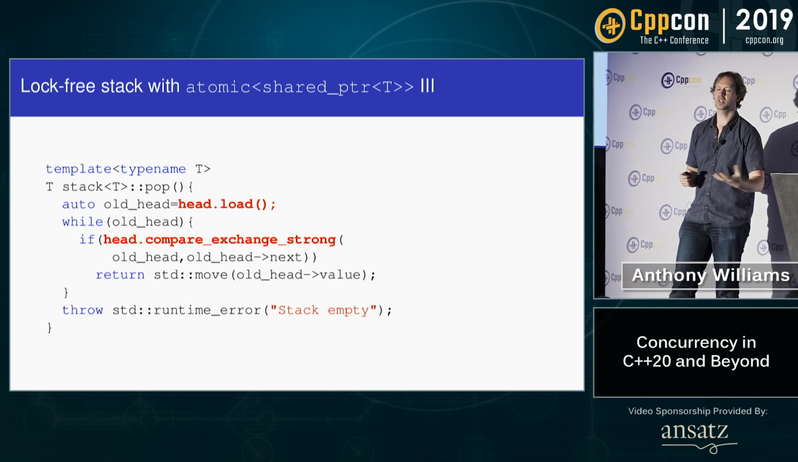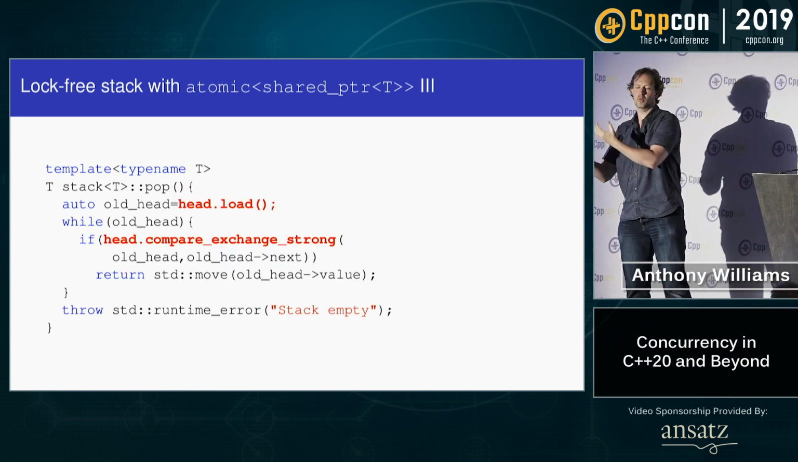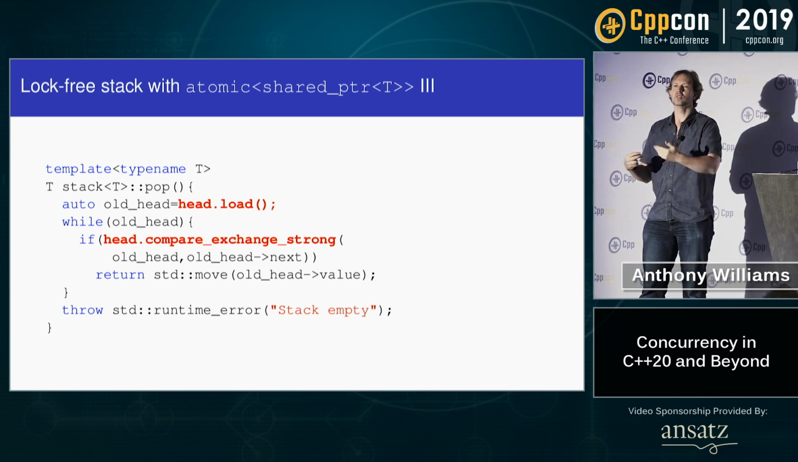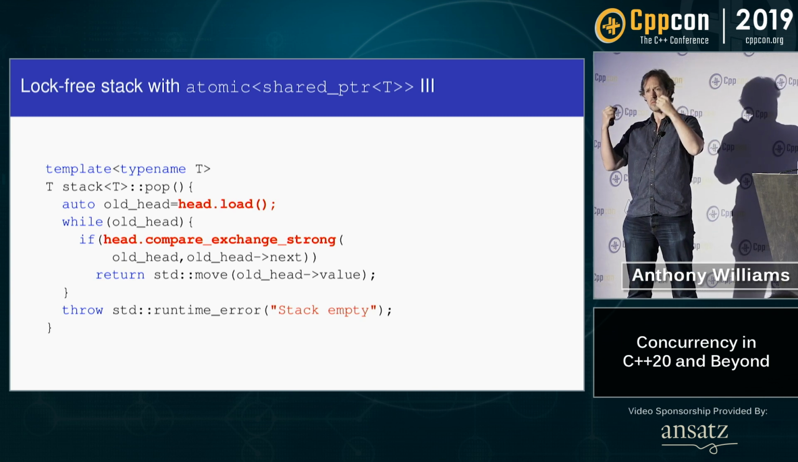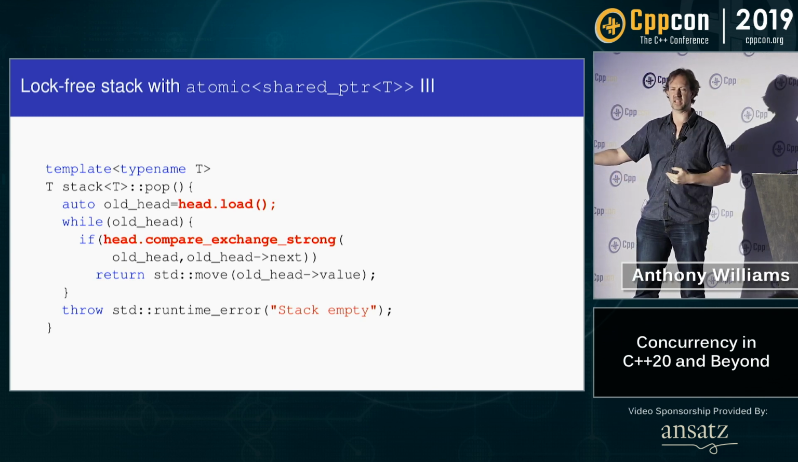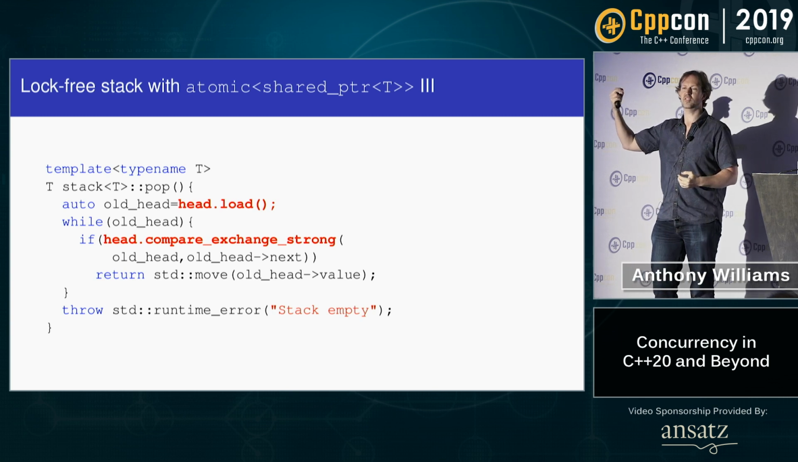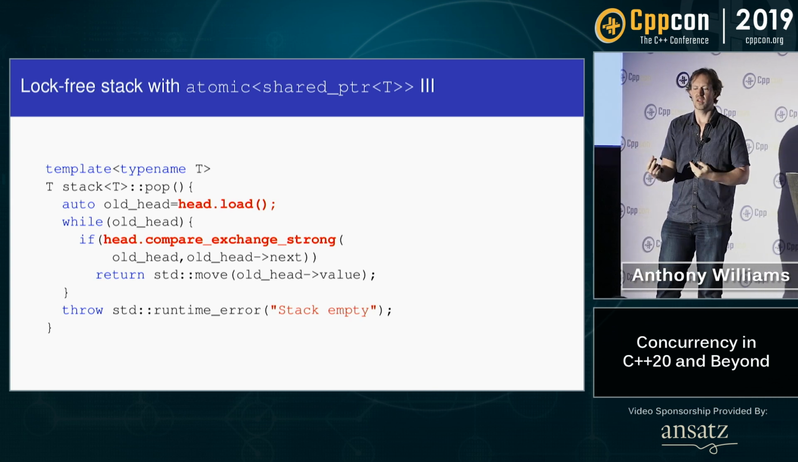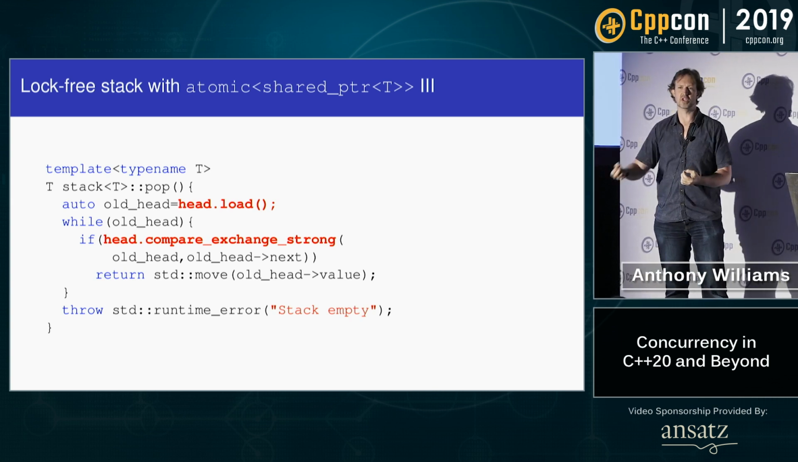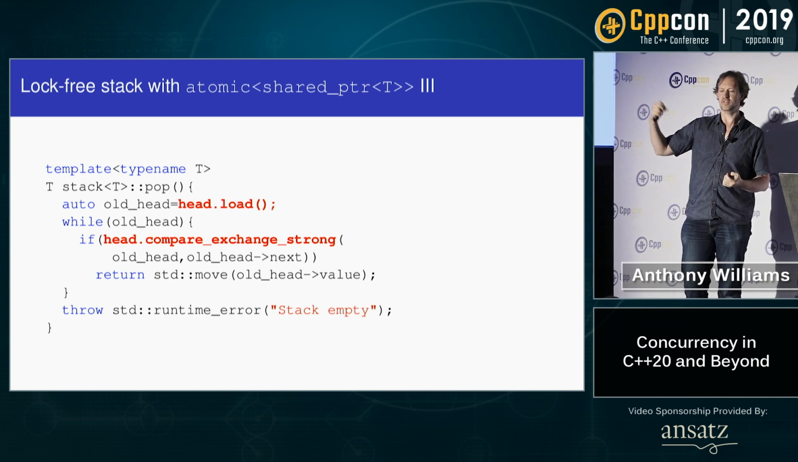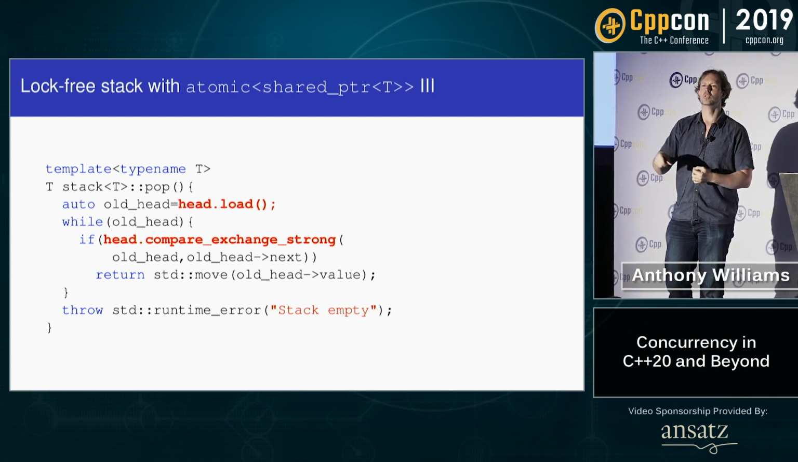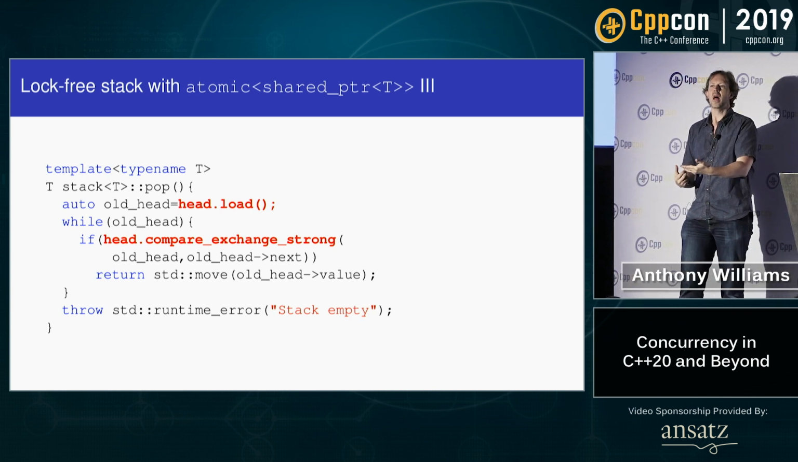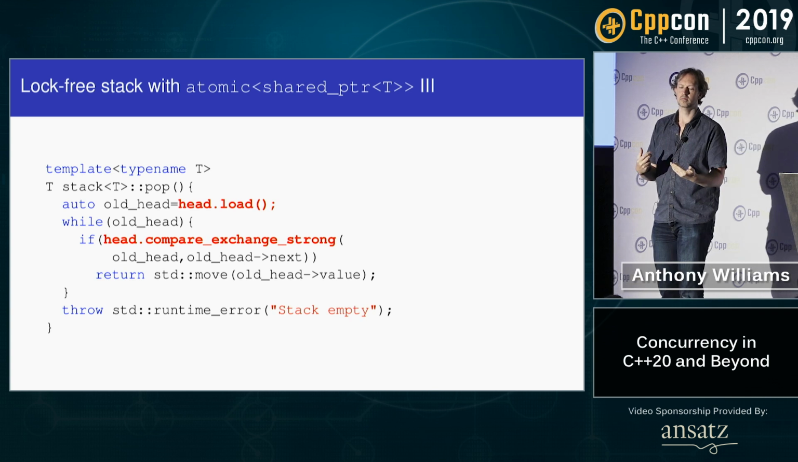And on the pop side, we can load the head pointer. While it is actually pointing to something, there was a value there, then we can try and compare exchange that for the next value. If the exchange succeeds, then we've successfully removed our value from the stack, and so we can return the value that's stored in that node. If the exchange fails, that means somebody else has taken the front of the stack off or pushed another value on, and so we actually need to try again.